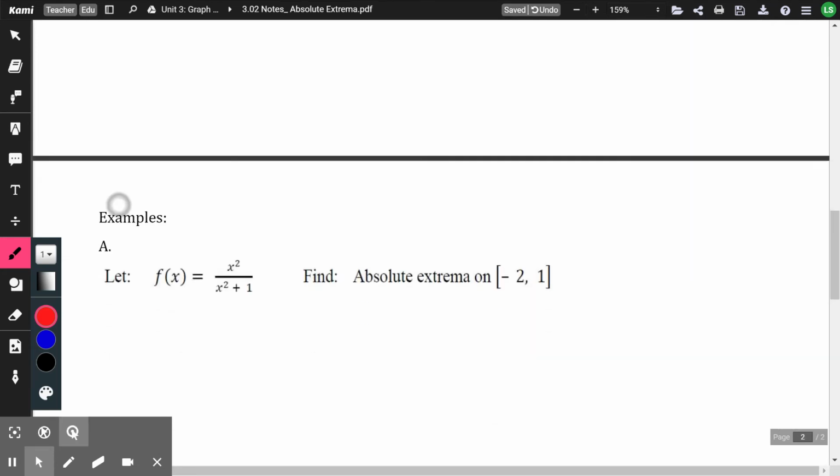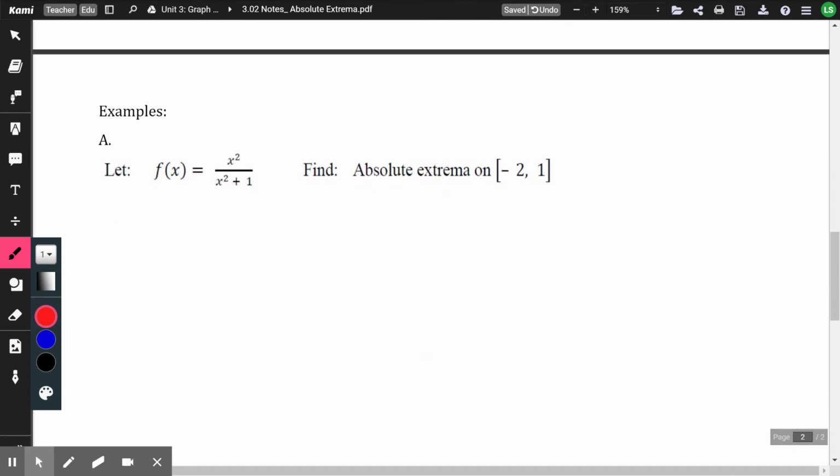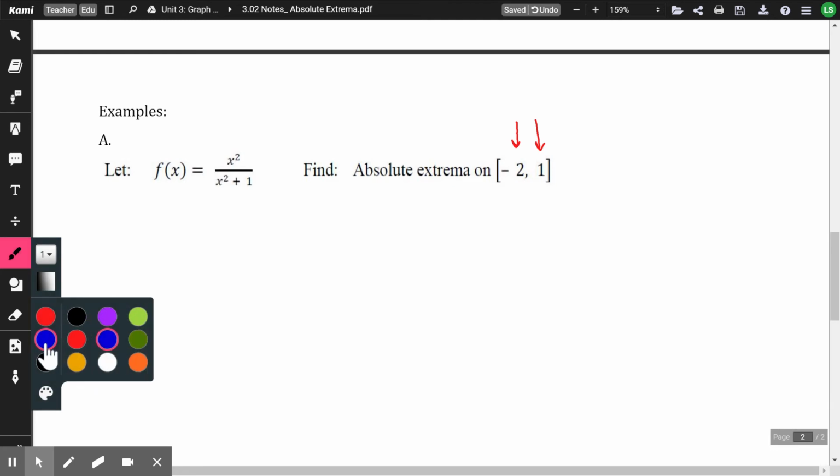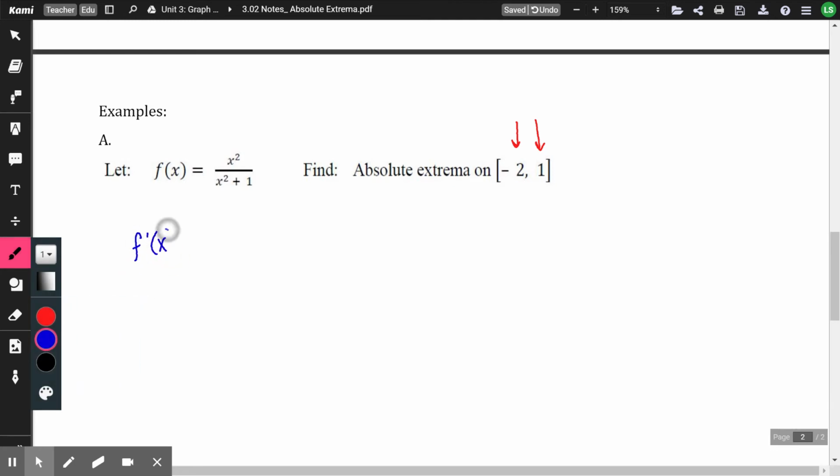So we're going to take a look at a couple of problems where we're going to find our absolute extrema. So you'll notice over here they do give us our closed interval, so those are our 2 endpoints that we are going to need to check in addition to all of our critical values. So our first step is to find f prime, and we're going to set that equal to 0 and does not exist.